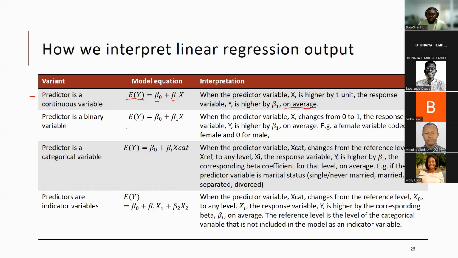How are you going to interpret the beta 1? Again, the female is 1, male is 0. How are you going to interpret the beta 1? How are you going to interpret the beta 0? Anyone?